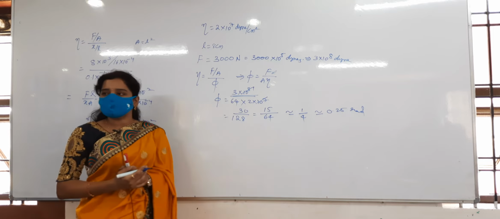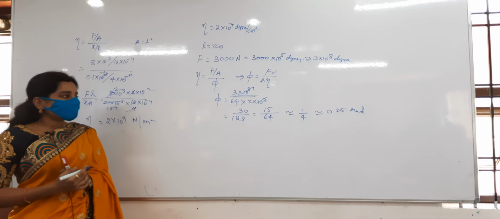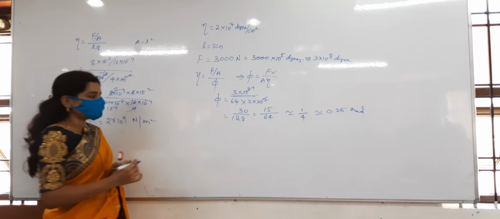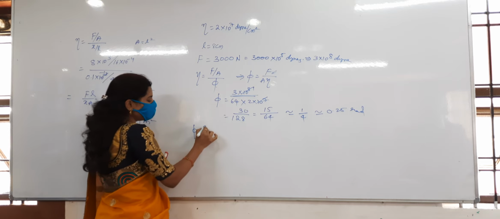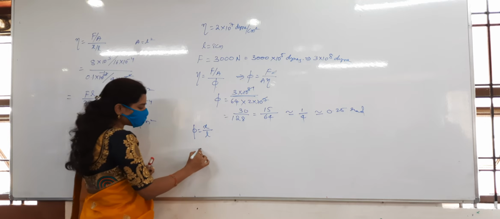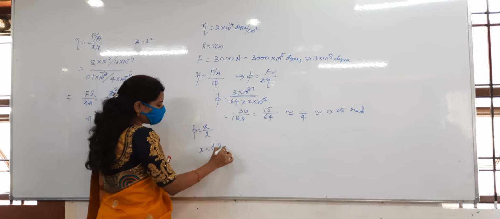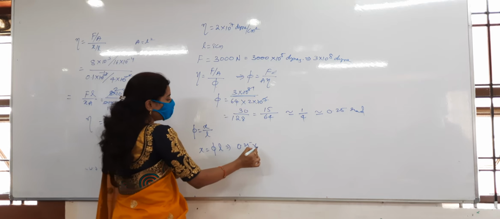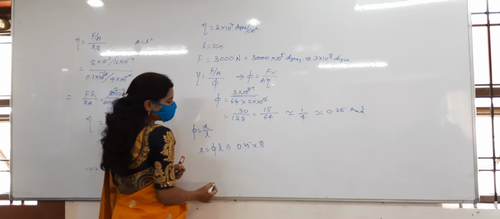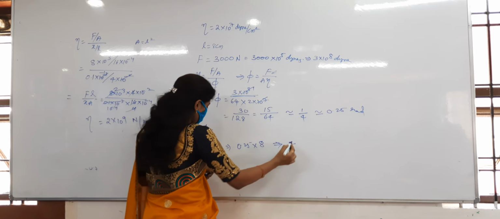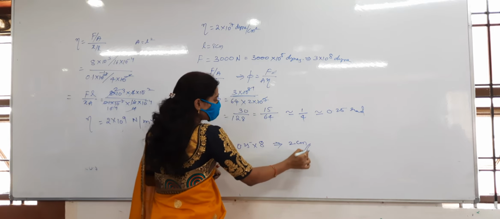It is an angle, so you have to take it in radians. Clear? Then I got the shear strain here. You have to find out the displacement. What is the shear strain formula for us? Phi is equal to x by L. This x only you have to find out. Then x is equal to phi into L. So phi is how much? 0.25 approximately. Length is how much? 8 centimeters. Then what is the answer you will get here? 2 is the answer. 2 centimeters is the answer.